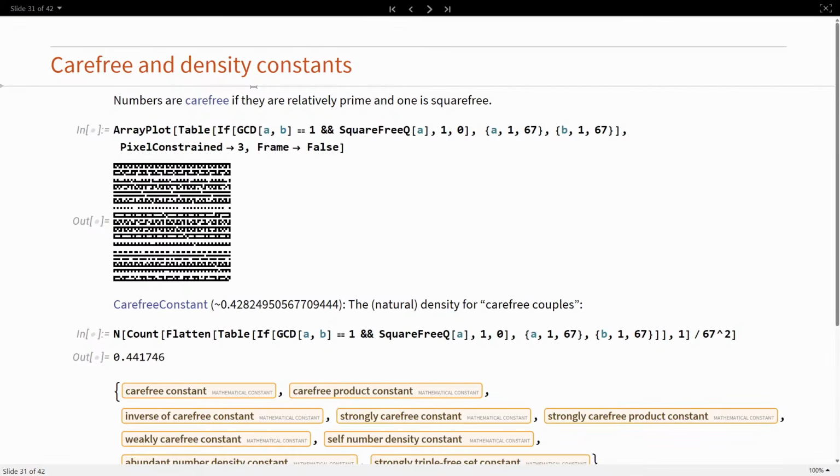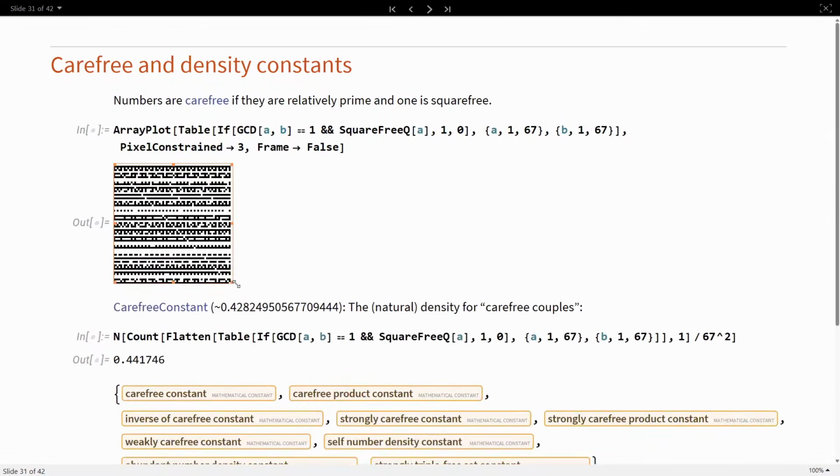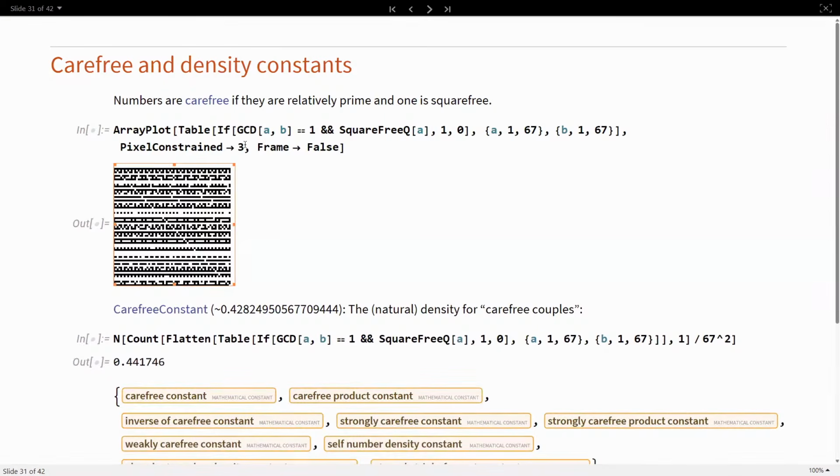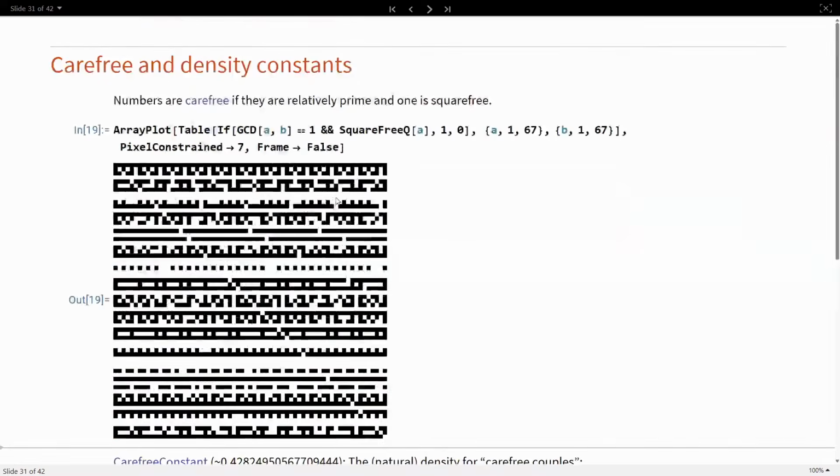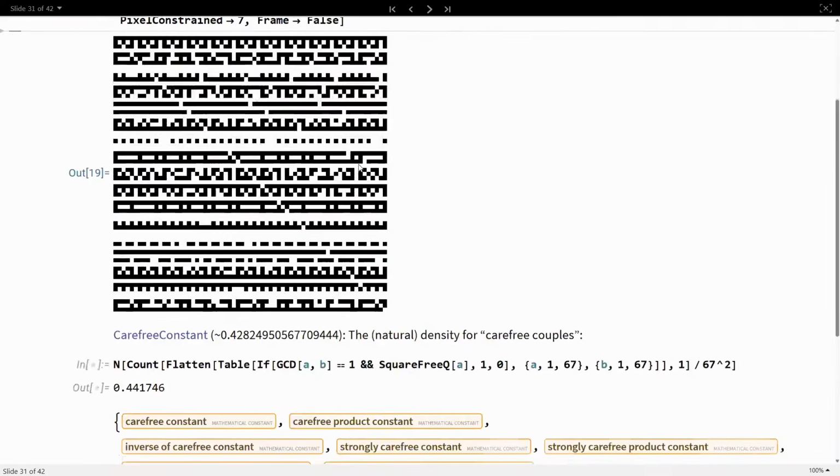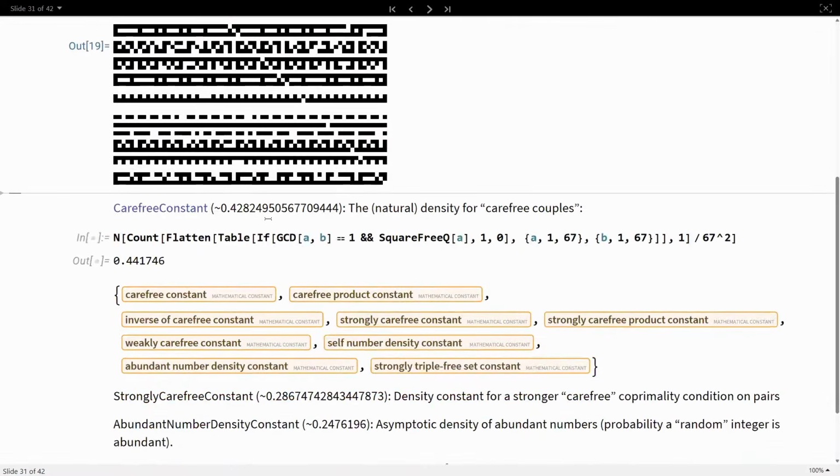Okay, numbers are carefree if they are relatively prime, and one of them is square free. And we can make a pattern of these. Let's change this to 7. We get this weird pattern here for carefree numbers. The percentage of black squares here is the carefree constant.